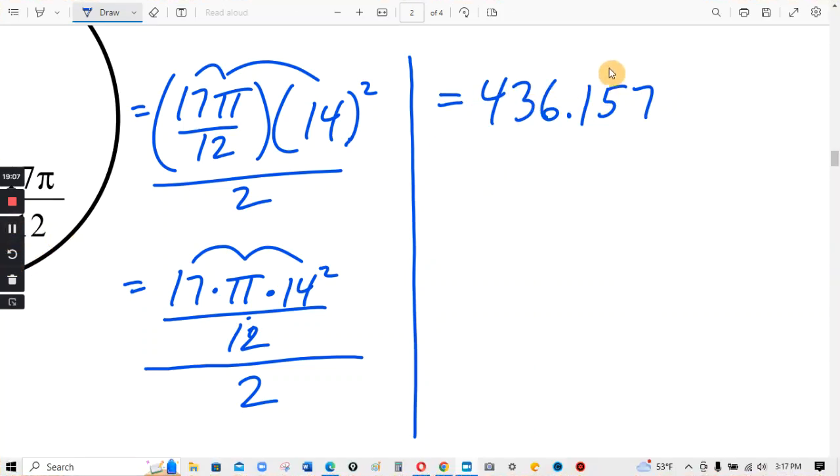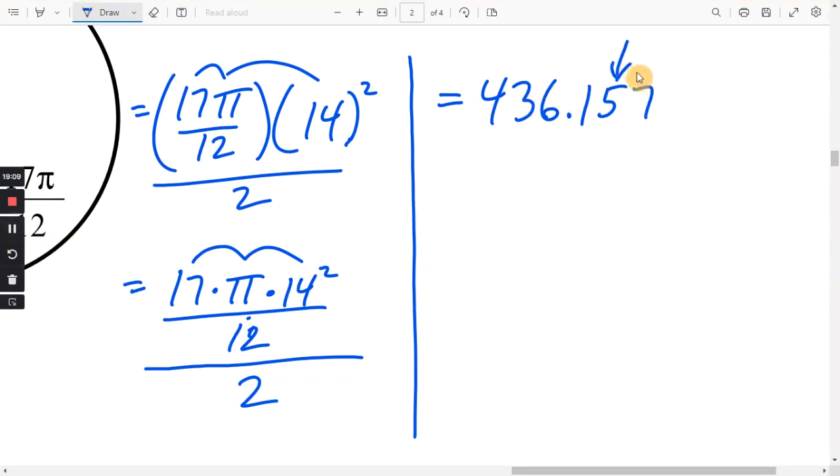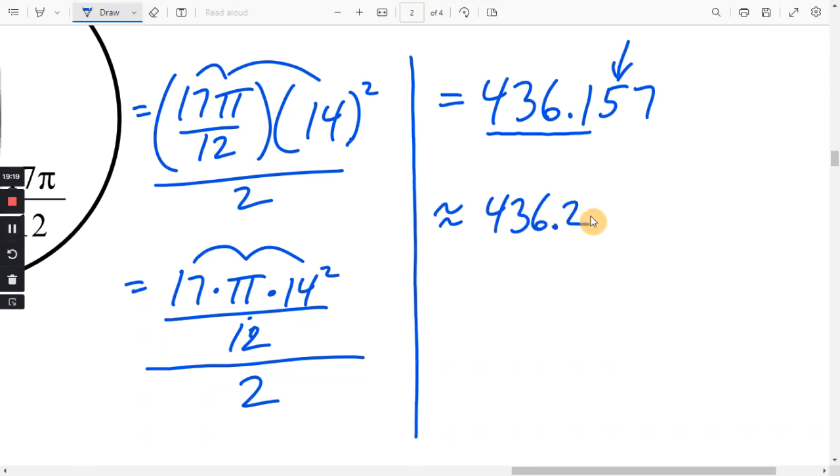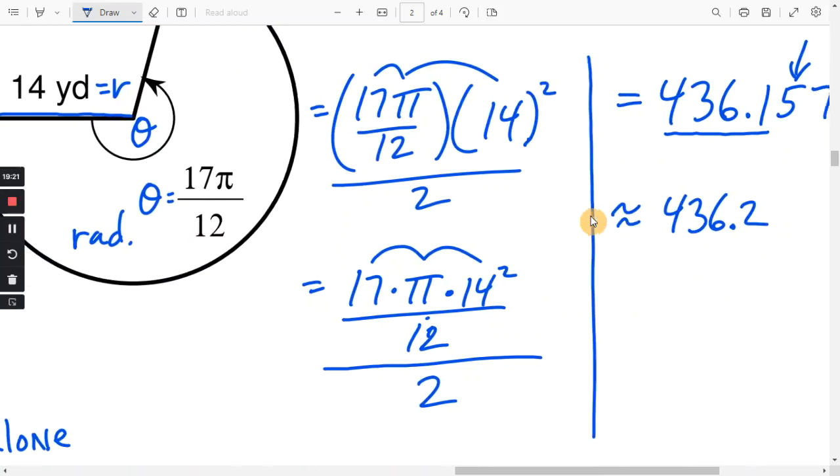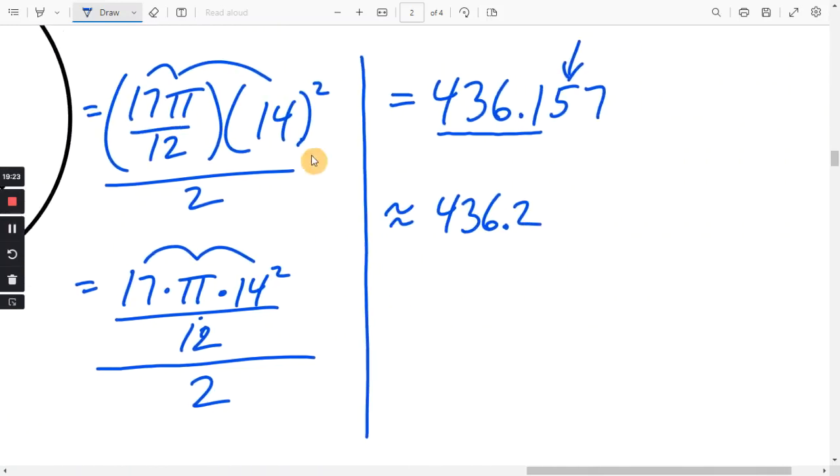Okay, rounding off, you look at the second decimal. If it's 5 or more, you round it up. So 436.1 becomes 436.2. Okay, the units for radius were in yards, but the radius gets squared. So that's going to be yards squared.